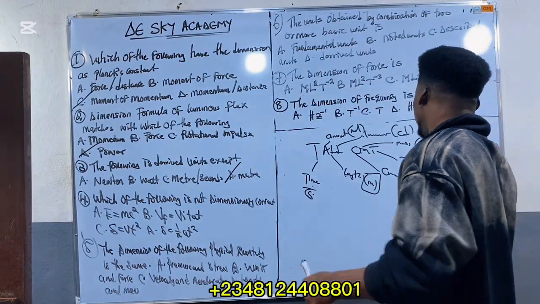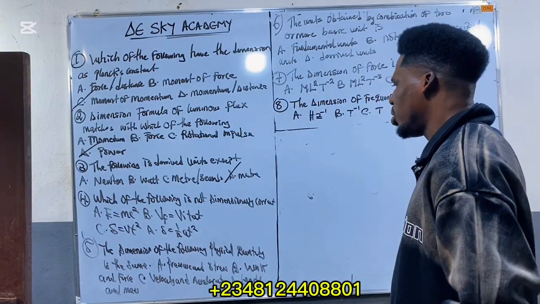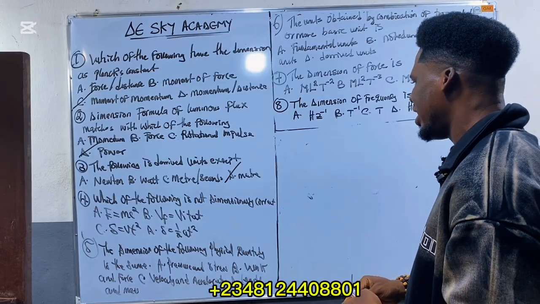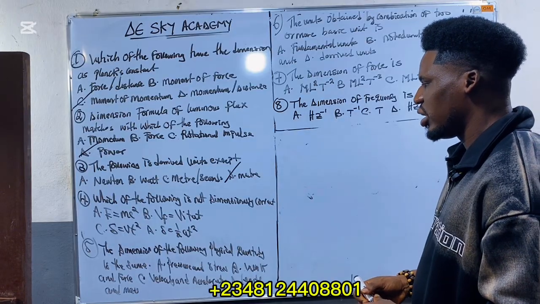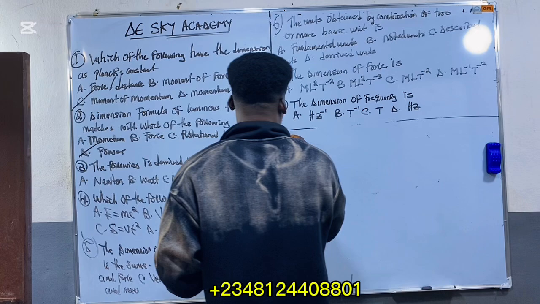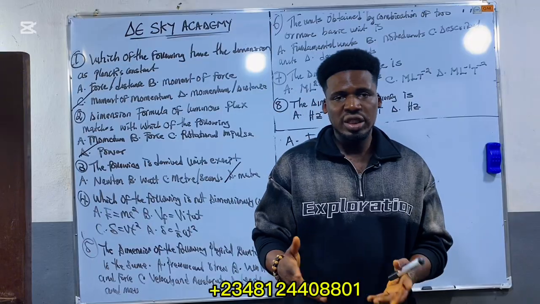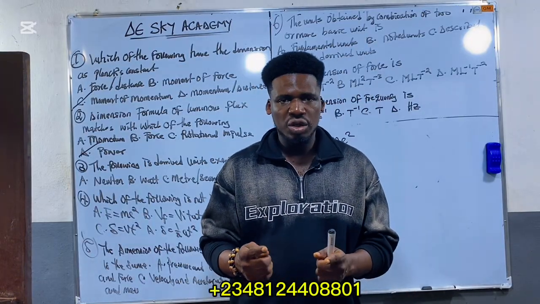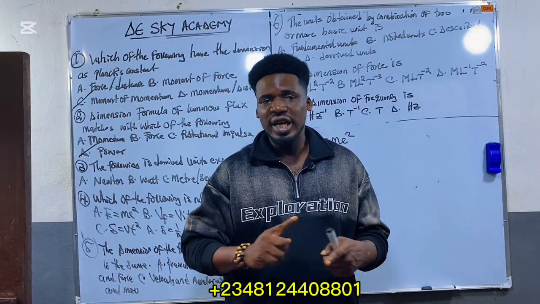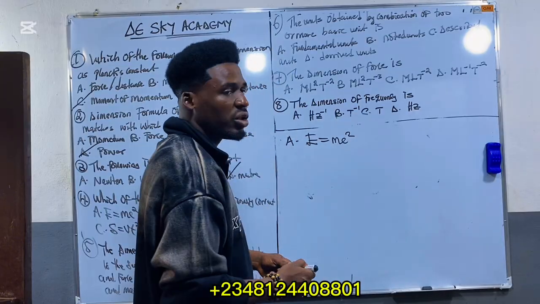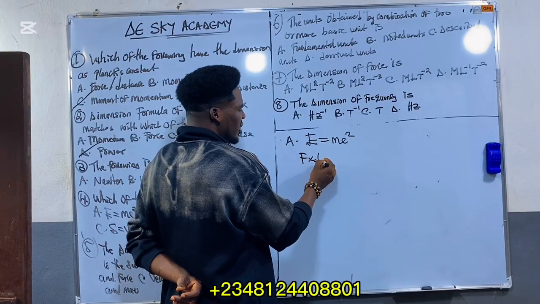Question number 4. Which of the following is not dimensionally correct? So how do we get it? Option A is E equals mc squared. First of all, you need to understand that an equation is dimensionally correct if all the terms in the equation have the same dimension. If I check all the terms in the equation and they have the same dimension, that equation is said to be dimensionally correct. So how do we get energy first? Remember, energy is force times distance. Let's get the dimension.